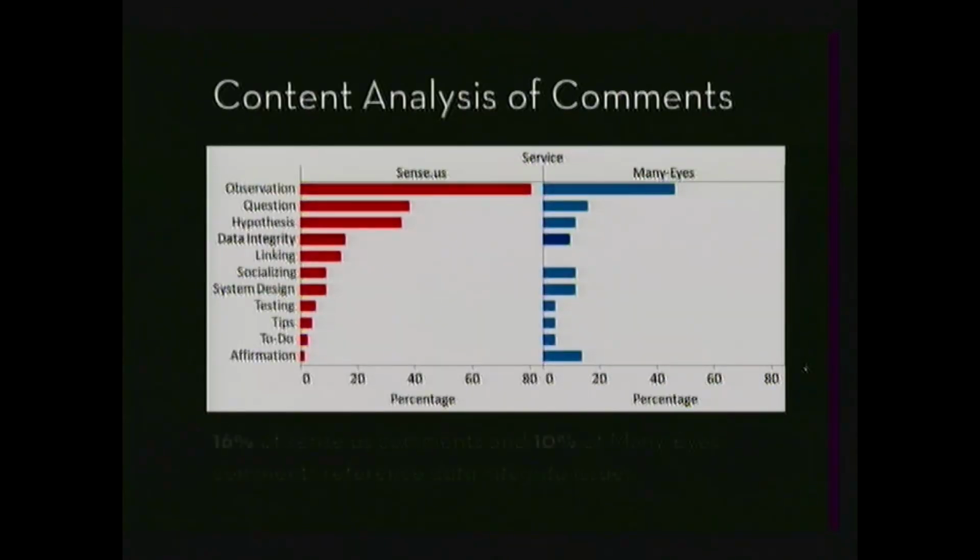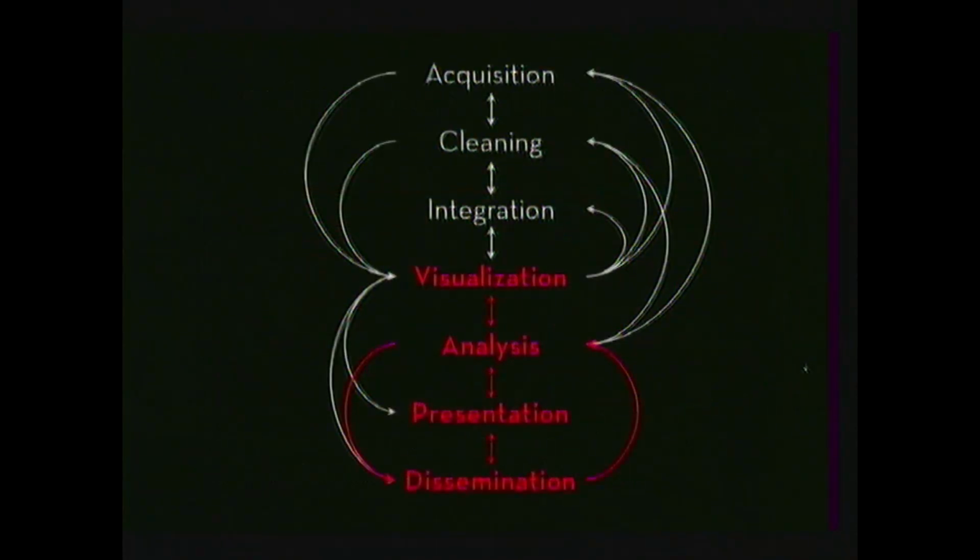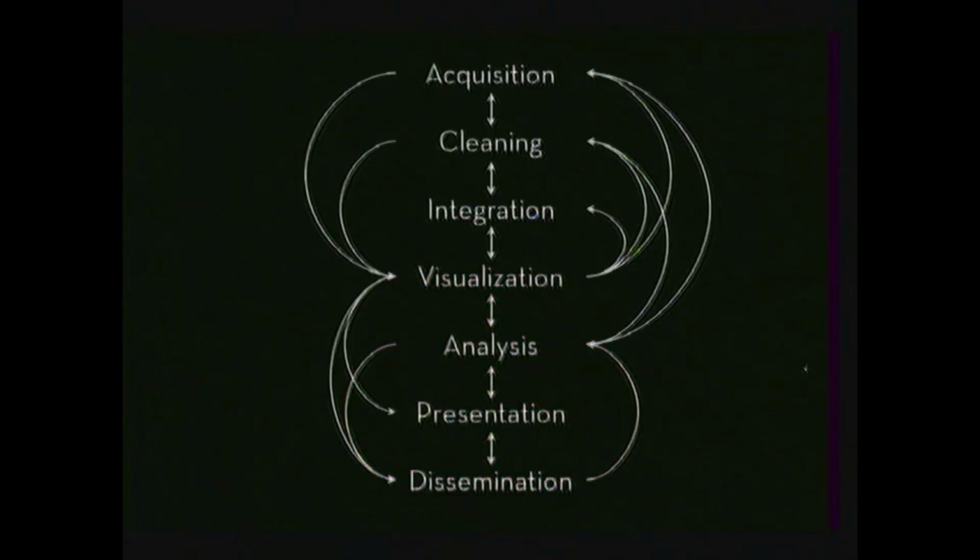But again, 16% of usage of our system and 10% on Many Eyes involves data integrity issues. So people pointing out problems, either there's missing data, there's errors in the data, or we shouldn't trust how this was collected. And so what's interesting is that here we're at the far end of this pipeline I've drawn. We've gone from data acquisition all the way to visualizations published on the web, and it's still providing those same insights back into earlier parts of this process.